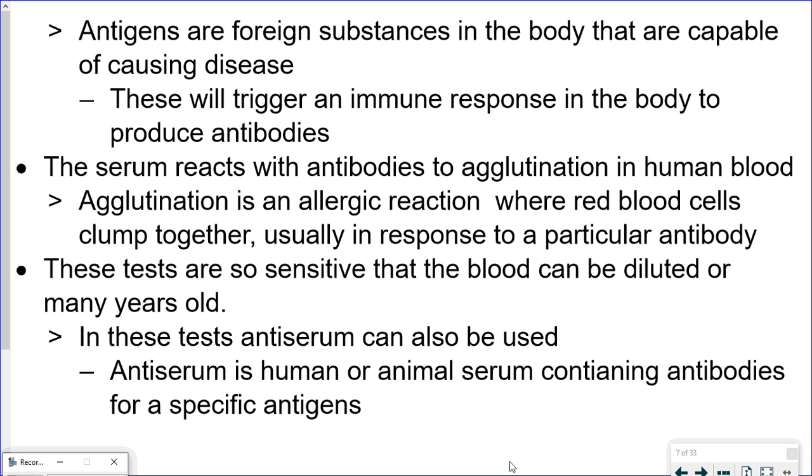We'll talk about that in a little bit. These tests are so sensitive that even if blood has been diluted, it's rained and washed away some of it, or it's on a really, really old dried piece of evidence, you can still test for blood and blood type, things like that. These Preston tests can also use anti-serum, which will contain the antibodies instead of specific antigens.